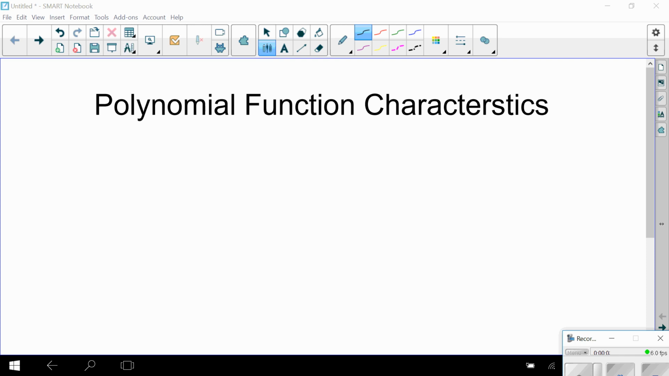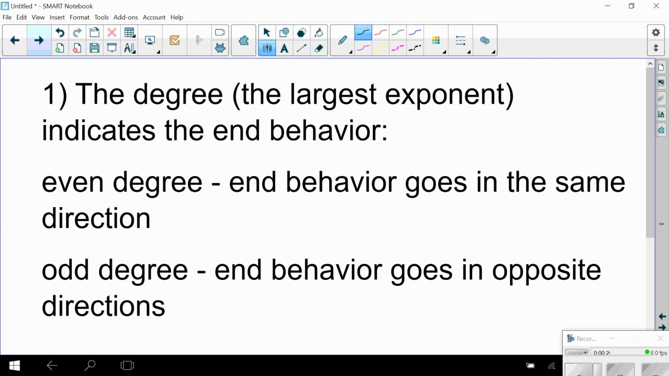Okay, let's talk about some polynomial function characteristics. Hopefully, as a class, you were able to come up with a couple of these on your own without me having to spell them out for you, but if not, we're going to go over them right now. Feel free as we go through this, if I'm going too quickly and you're not able to copy down stuff, to pause the video, hit play, and then catch back up with me.